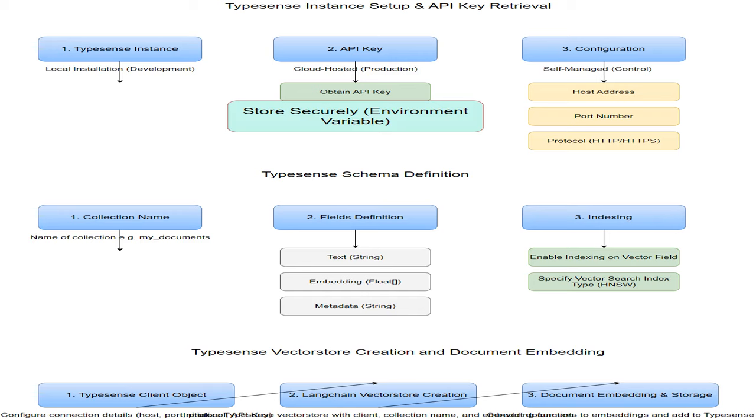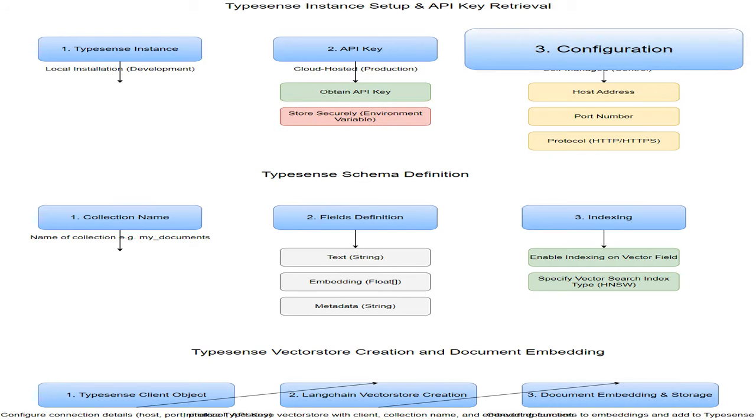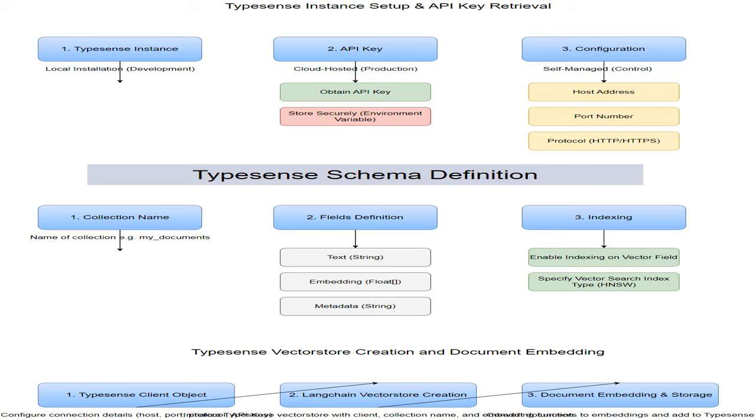It's crucial to store the API key securely, and environment variables are the recommended way to do this. Think of it as keeping your password in a super safe place. Configuring the connection parameters involves setting up the host address, port number, and protocol to ensure seamless communication with the Typesense instance.